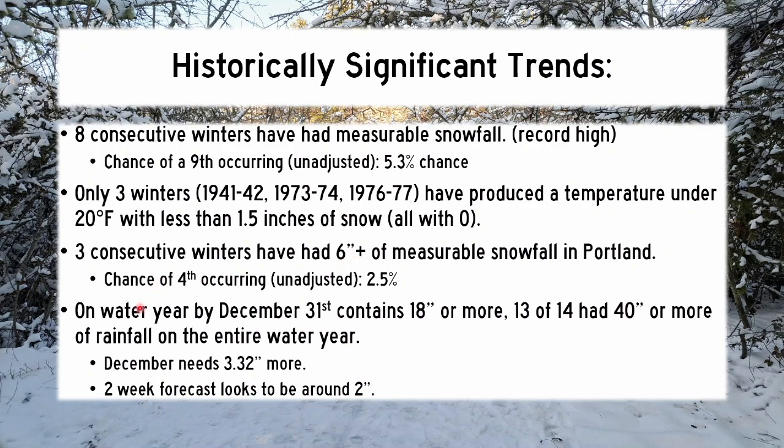And lastly, a new statistic for December for the water year. If the water year contains 18 inches or more by December 31st, there's a really good chance that there will be 40 or more inches of rainfall on the entire water year. I bring this up because currently we're about 2.5 inches above average for the water year. However, I did take a look at the forecast models, and while I don't like to make a forecast for 2 weeks out typically, looking at the atmospheric water content and what I'm expecting, I do not think we hit 18 inches for the water year.